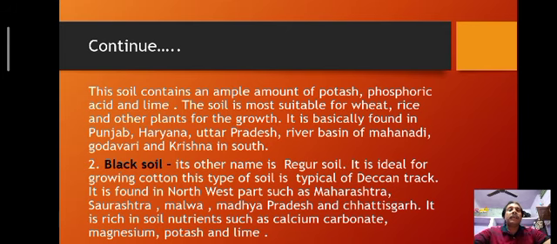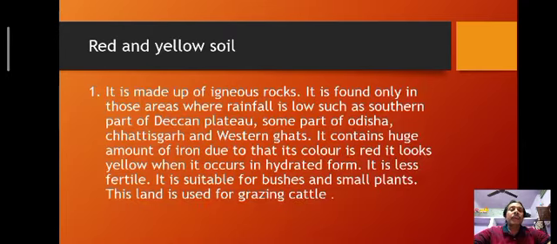It is found in the northwest part, such as Maharashtra, Saurashtra, Malwa, Madhya Pradesh and Chhattisgarh. It is rich in soil nutrients such as calcium carbonate, magnesium, potash and lime. Due to that, it is highly fertile.